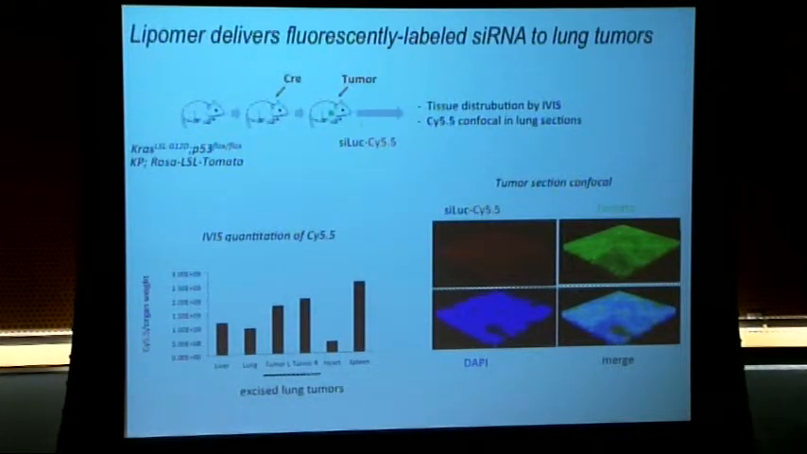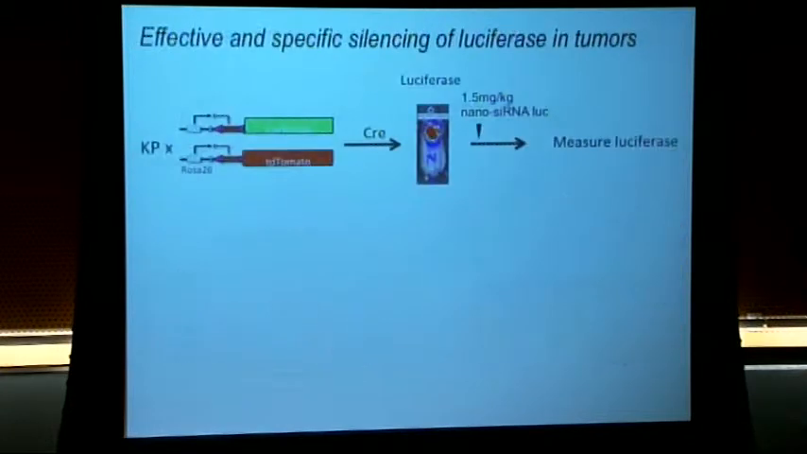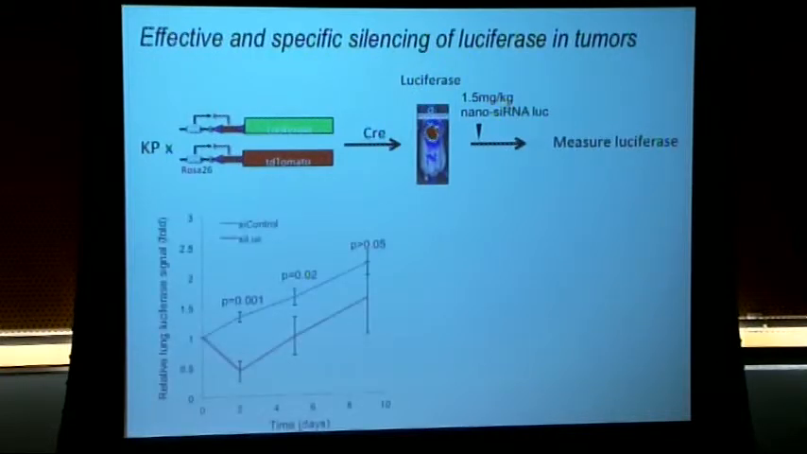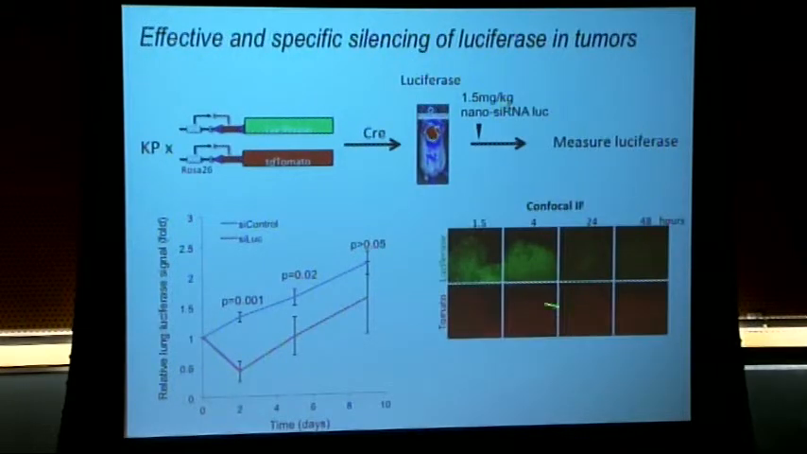We could also silence genes within those cells. Using the same KP model, we introduced two Cre-activatable reporters, luciferase and tomato, and asked whether we could silence the luciferase within those tumors. And the answer is yes. You can see silencing of luciferase following a single dose of luciferase siRNA. And that was specific. You could see inhibition of the luciferase signal, but not general inhibition of anything, because the RFP signal, which shouldn't be affected, isn't affected. So we can deliver small RNAs to these tumor cells.